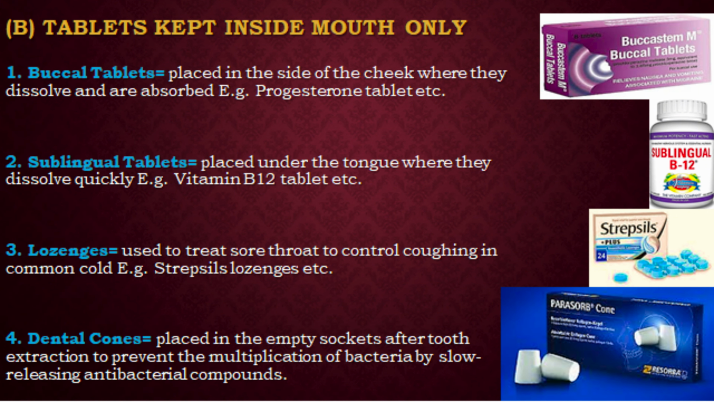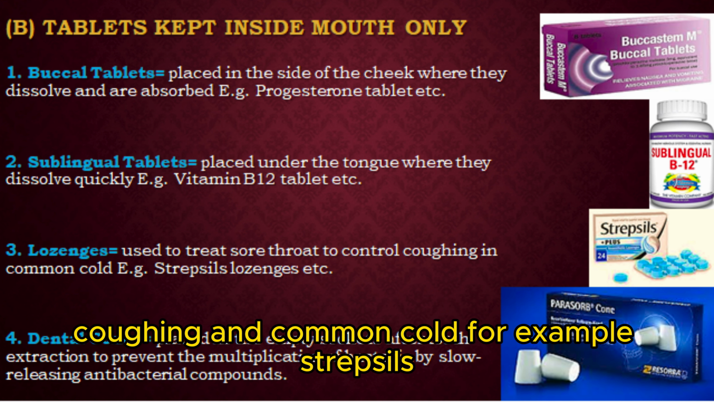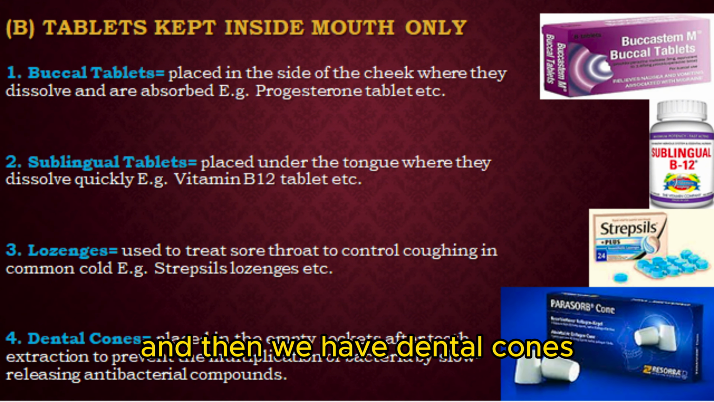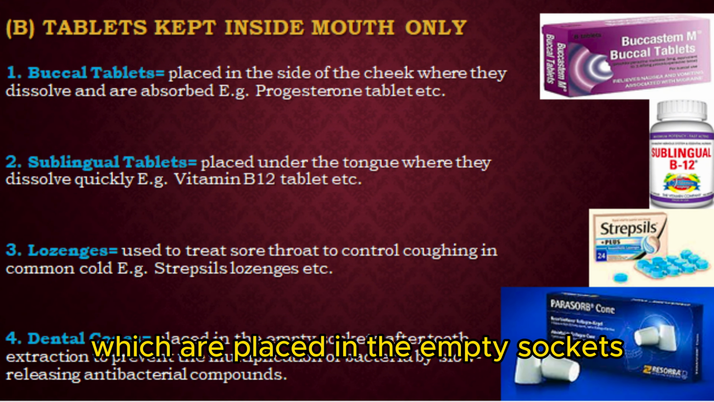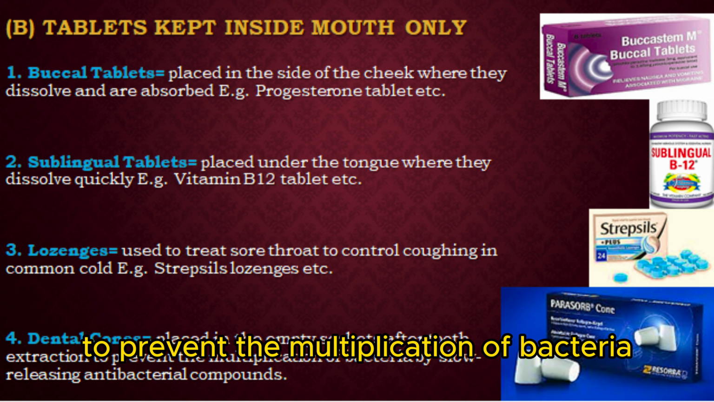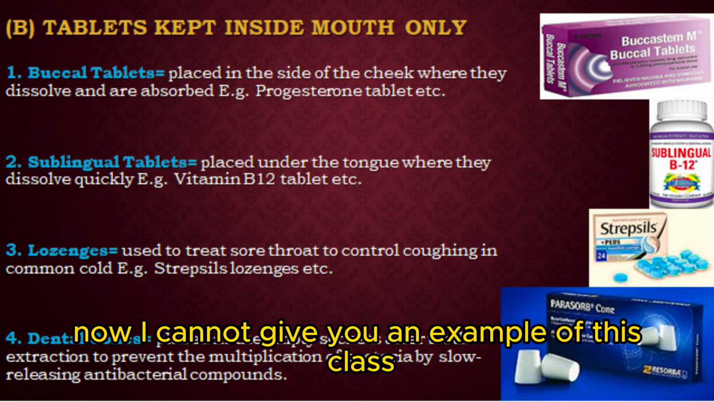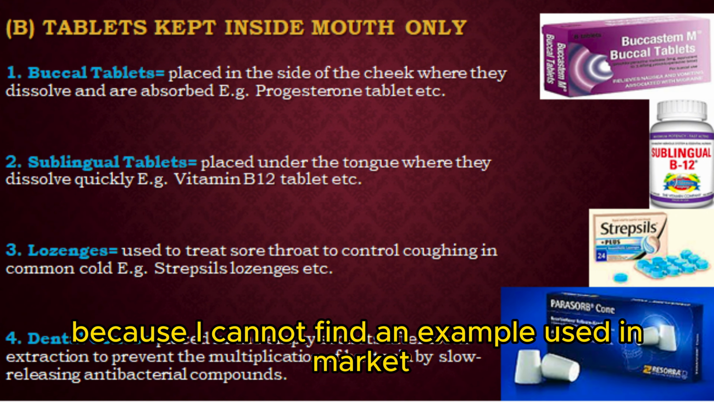Lozenges are those which are used to treat sore throat, to control coughing and the common cold, for example, Strepsils lozenges. And then we have dental cones which are placed in the empty sockets after tooth extraction to prevent the multiplication of bacteria by slowly releasing antibacterial compounds. Now, I cannot give you an example of this class because I cannot find an example used in the market nowadays.